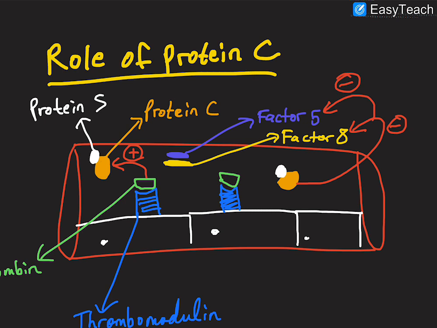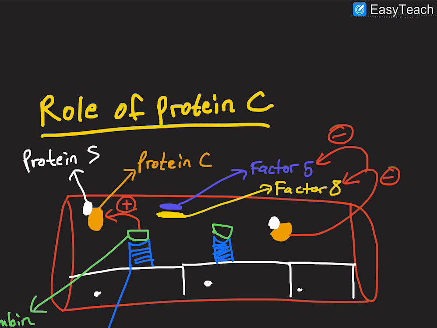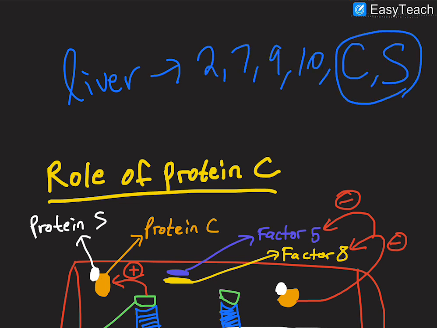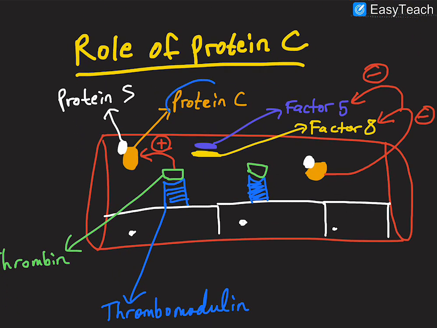Okay, so if we look at this diagram here that we have drawn, right? Protein C, okay, is a protein that is made by your liver. So first of all, it's important to know your liver, in terms of clotting. How does it help? It makes factors 2, 7, 9, 10, protein C, and protein S. Okay, so protein C is made by your liver, and its cofactor is protein S. Protein S is bound to protein C and acts as a cofactor. So you need protein S for protein C to function.